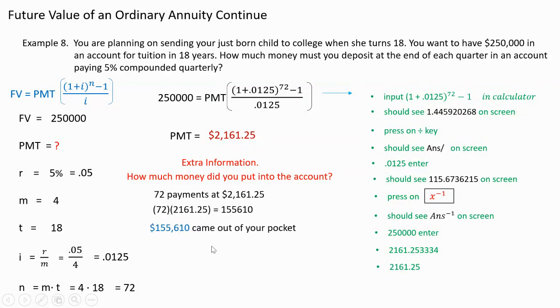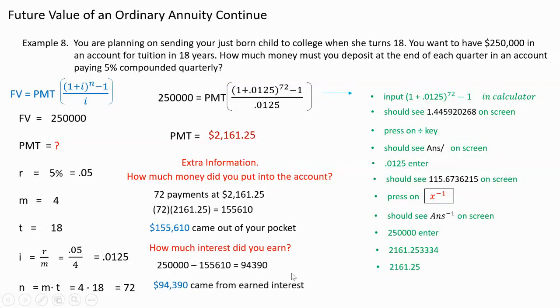So the rest of the money to complete the 250,000 was how much you earned in interest, which would be $94,390 that you earned in interest. Okay, so this is how you will work this type of problem.